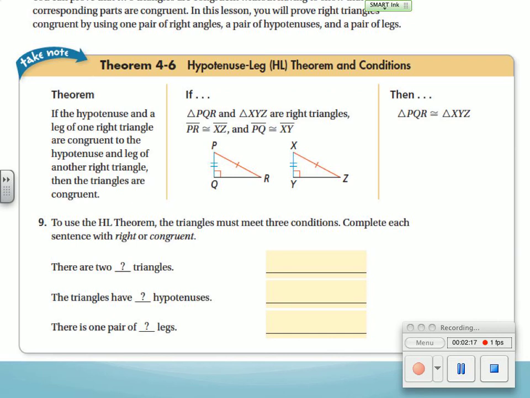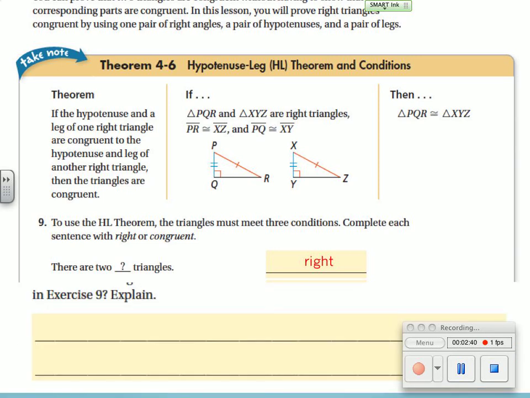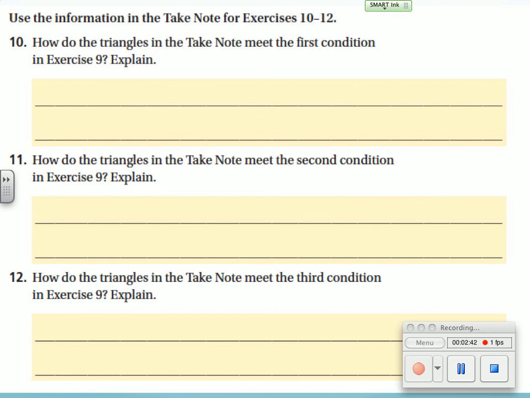We know that triangle PQR and triangle XYZ are right triangles because of the little right angle symbol. We know their hypotenuses are congruent and they have one leg congruent, so we can say triangle PQR is congruent to triangle XYZ. To use the hypotenuse leg theorem, the triangles must meet three conditions. We're going to complete each sentence with the word right or congruent. There are two right triangles. The triangles have congruent hypotenuses and congruent legs.